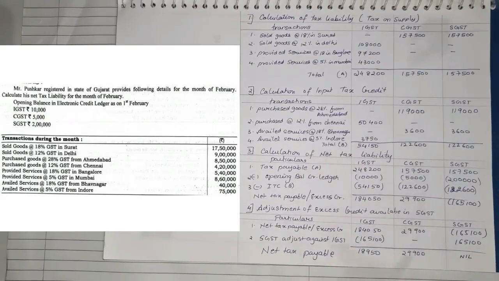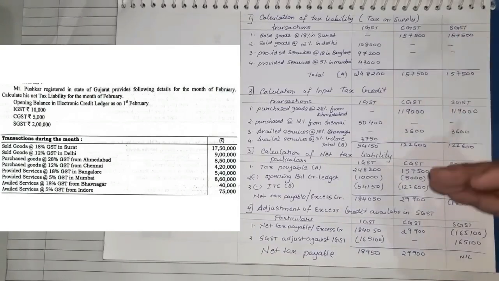This is how the entire sum needs to be solved in 4 different parts: 1, 2, 3, and 4. The sum is very simple. You just have to follow the rules. First, you find tax on supply, then on purchases, you subtract with the opening balance. If anything goes negative, use it to adjust the values of the other tax. So these are the 2 sums, very important from the topic of net tax liability.